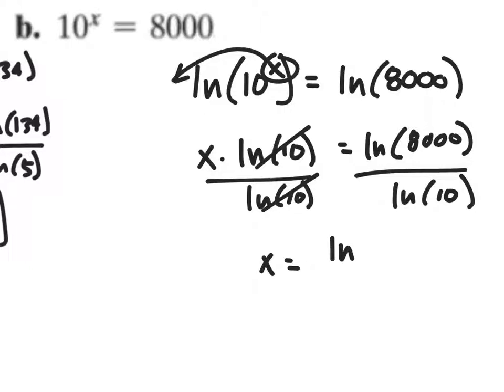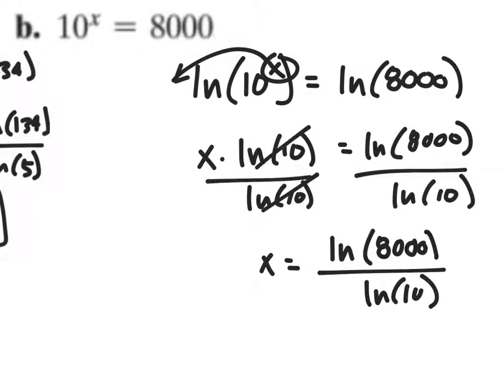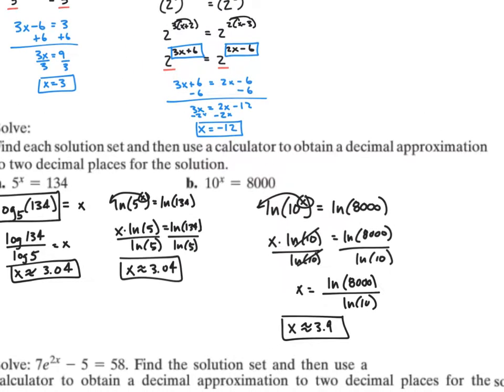So first of all, here's my exact answer. x is equal to natural log of 8,000 divided by the natural log of 10. And then x is approximately 3.9. And that's what we got.